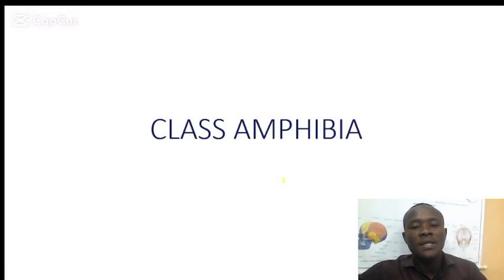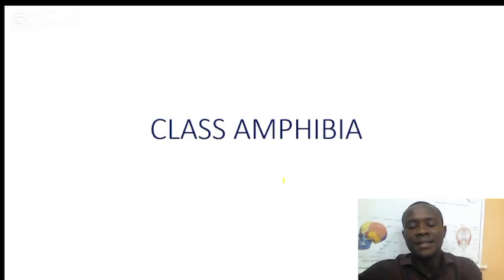Today we are going to start to talk about the class Amphibia, and the organisms here are called amphibians. We are going to discuss many things under this class Amphibia. We are going to discuss the general characteristics of amphibians. We are going to talk about the toad and the frog. Mostly we are going to discuss many things about this class Amphibia.